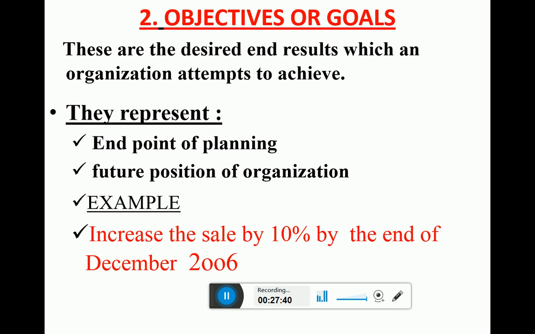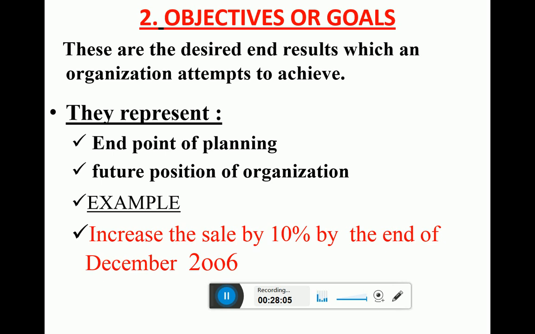For example, a goal or objective could be: increase the sale by 10% by the end of December 2006. Say 2006, 2010, 2015, whatever; say by the end of 2016 my sale should increase by 10%. That is simply known as your goal, which is quantitative in nature. Those are goals or objectives.